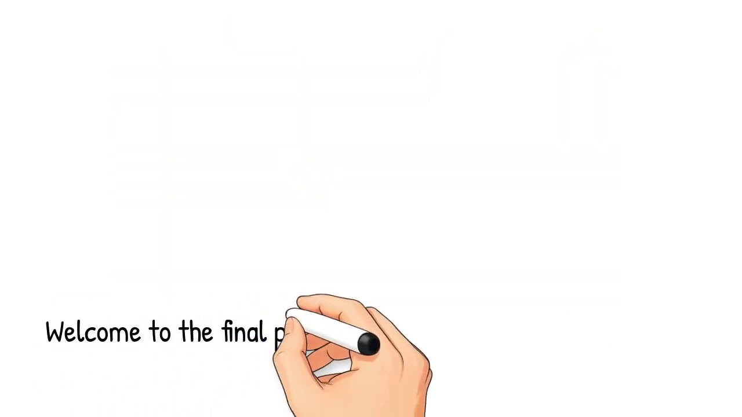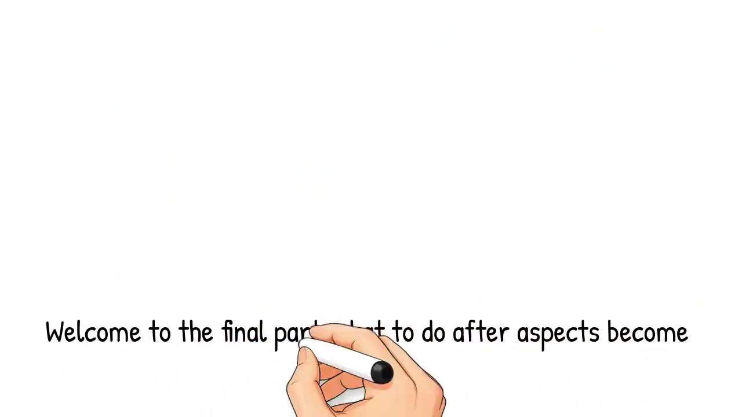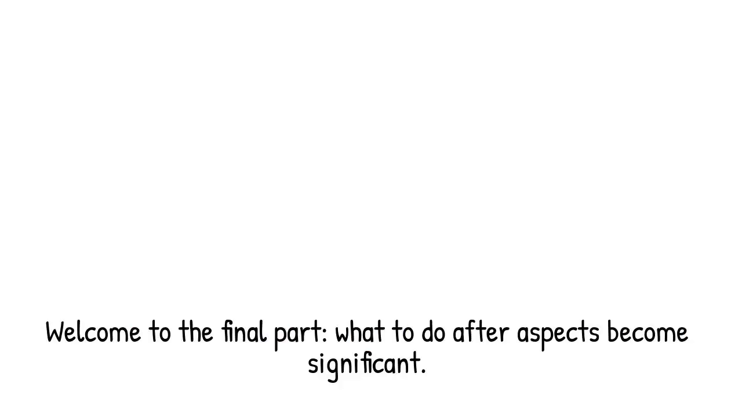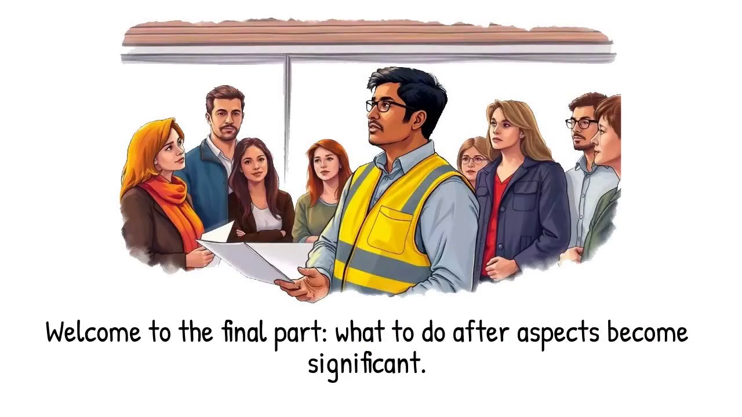Welcome to the final part of this masterclass. You now know how to identify aspects, categorize them, evaluate impacts, and score significance. In Part 4, we focus on what happens after an aspect becomes significant. This is where real environmental management begins.